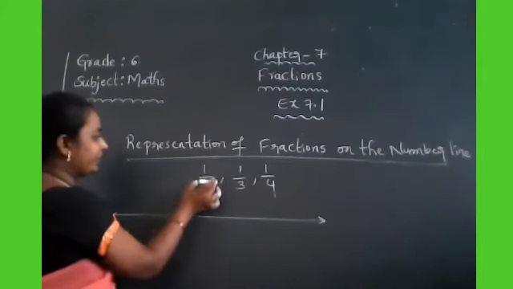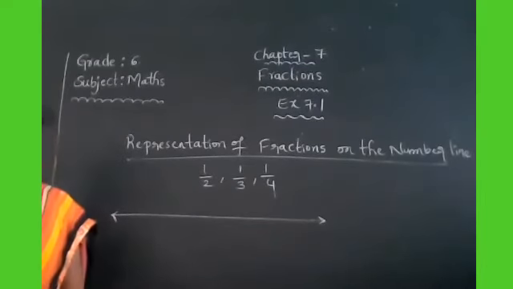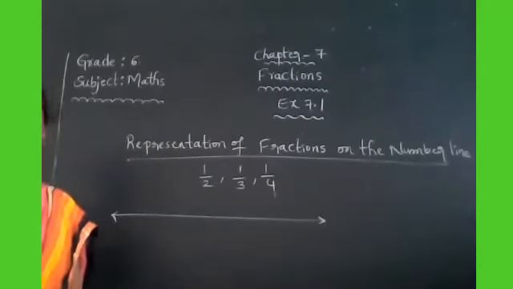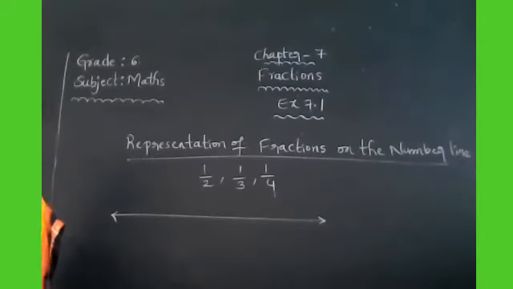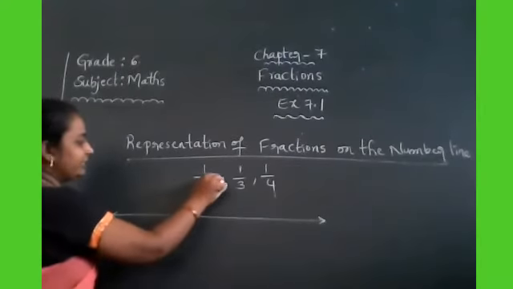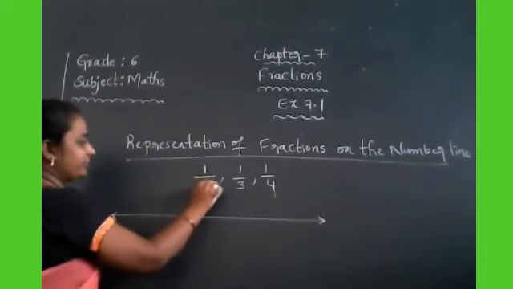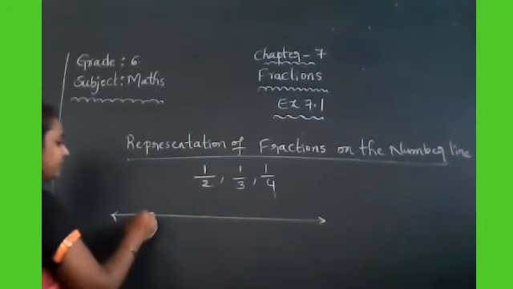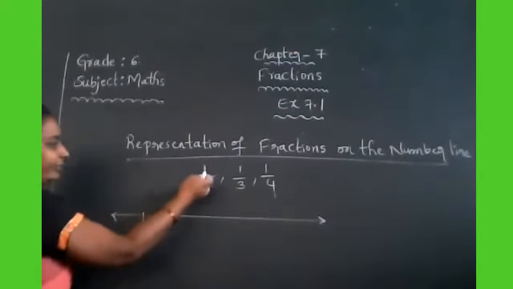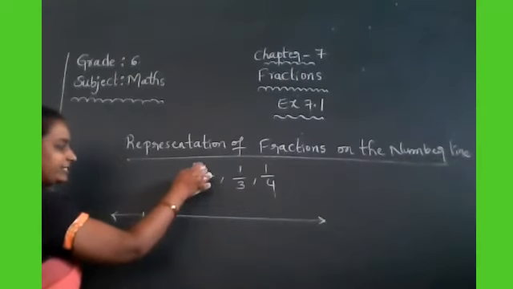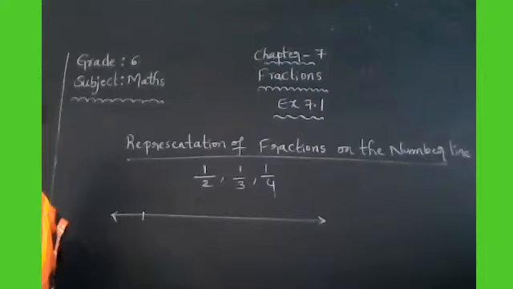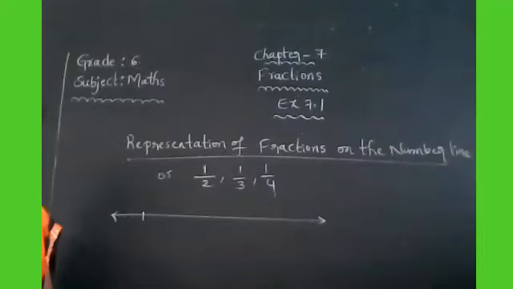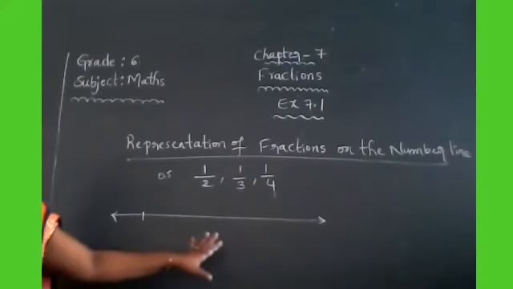So here 1 by 2. You have to show this fraction on the number line. Okay? So how to show that one? Here 1 by 2. So 2 means how many equal parts? Very good. 2 equal parts. So it is 1 by 2. That means the numerator is less than the denominator. Okay? So 1 by 2 as a decimal is, yes, 0.5. So that means it lies between 0 and 1.